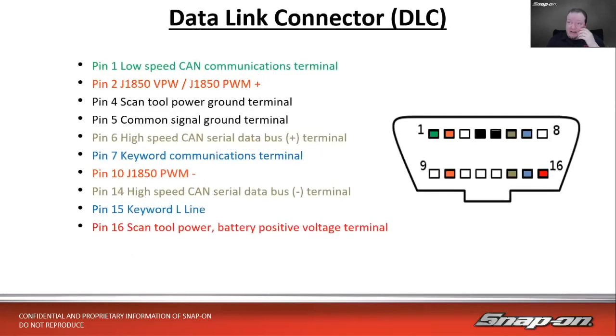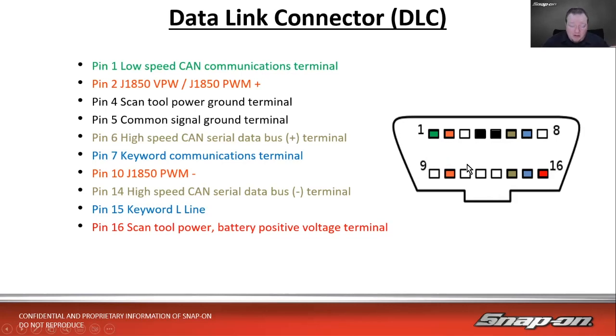Really, it's going to start at the diagnostic link connector. So your data link connector. Since 1996, this has been standardized across pretty much the world. So pin 1 can be used for low speed CAN communications. I've seen that on GM especially. Pin 2 is going to be your J1850 variable pulse width. That would be a single wire network. Once again, often used by GM. And then we have J1850 pulse width modulated positive, which matches with the pin 10 negative. So those are standardized pins. That's where they would be.